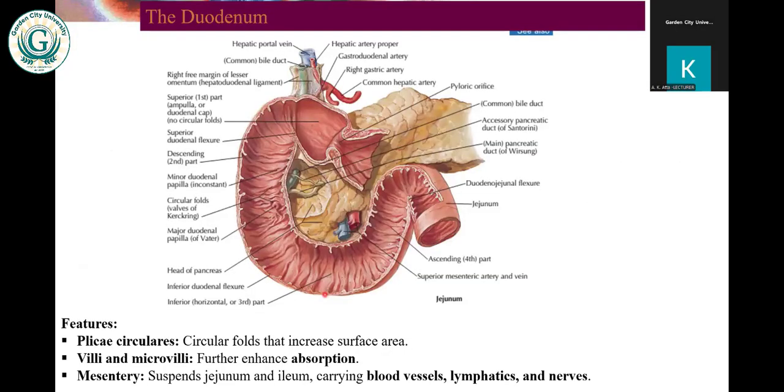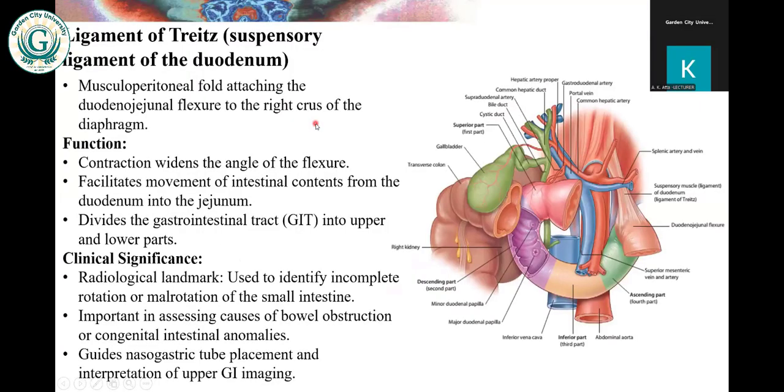Now, this is the duodenum, which is C-shaped. In fact, anatomically, we divide it into 4 parts. The first part is this, which is the superior part. Okay, let me use this one because they color the parts. So this is the first part, the superior part. This is the second part, the descending part. This is the third part, the horizontal part. And this is the fourth part, the ascending part.